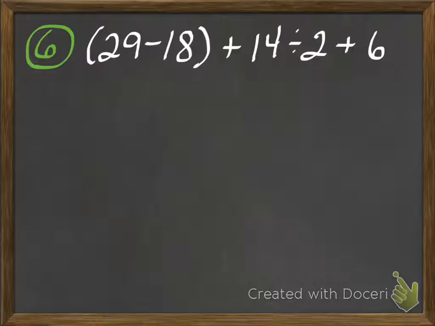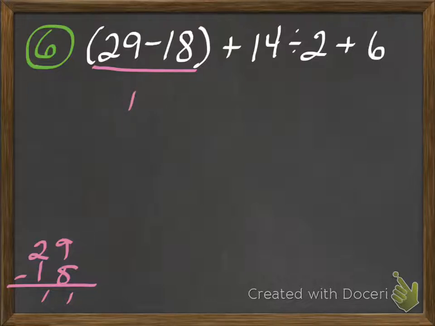Okay, the order of operations says I have to do anything that's in a parenthesis first. So I'm going to do that 29 minus 18 first. If you need to, just on your paper, write it up and down. That's okay. No problem with that. So I see 29 minus 18 is 11. So now I have 11 for that answer. I'm going to rewrite the rest of the problem so I can easily see what comes next.